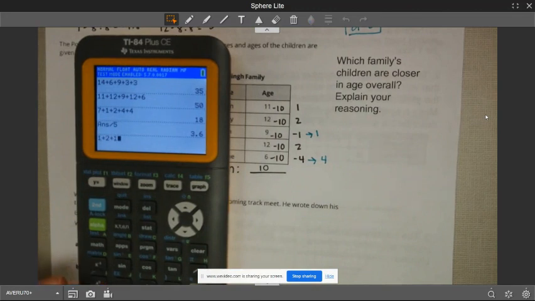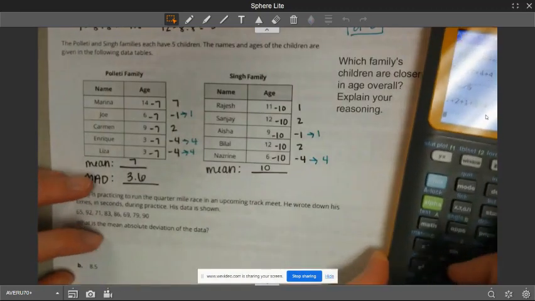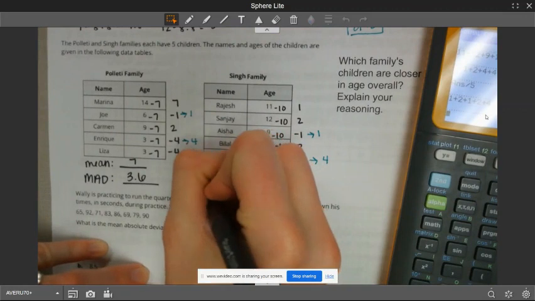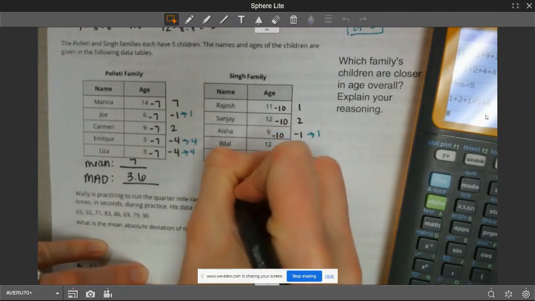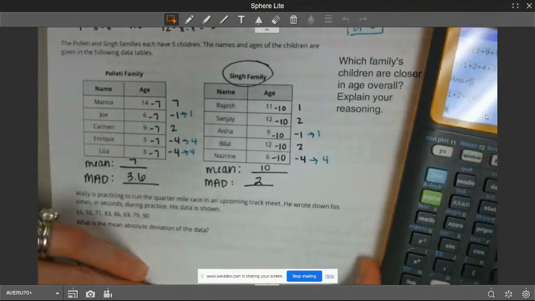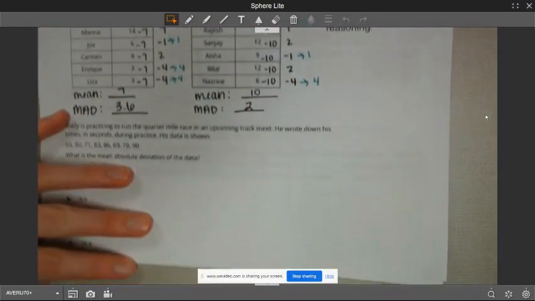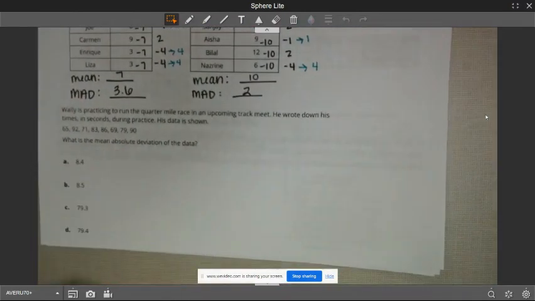For the next one, we're going to add 1 plus 2 plus 1 plus 2 plus 4. And that gets me a total of 10. 10 divided by 5 is 2. So the MAD for this one is 2. We were right. The Singh family has all of their children closer in age because they have a lower mean absolute deviation.